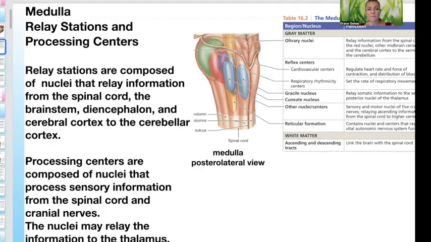Okay, now to my mind, that description of relay stations and processing centers is a bit dense and perhaps a little complicated sounding. And I think it's because neuroanatomy is very detailed and complicated. Okay, so let that description just sort of wash over you.